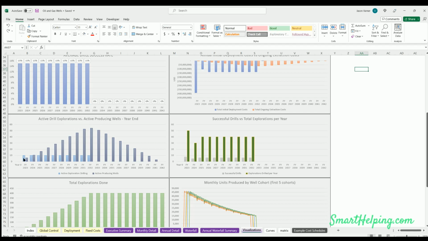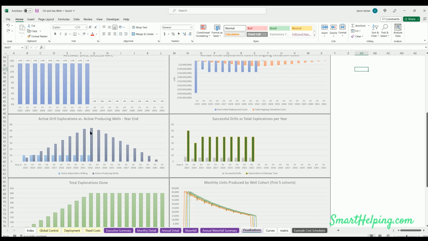So you can see we're only doing this for 10 years of drilling. Then we stop doing that, and then that's when you see things start to decline. And we've stopped drilling. We're just collecting whatever's remaining based on the decline rates in the production. You can see how this drops.